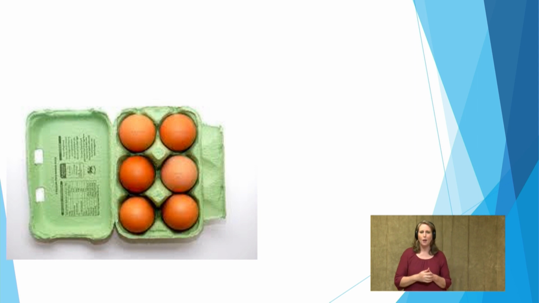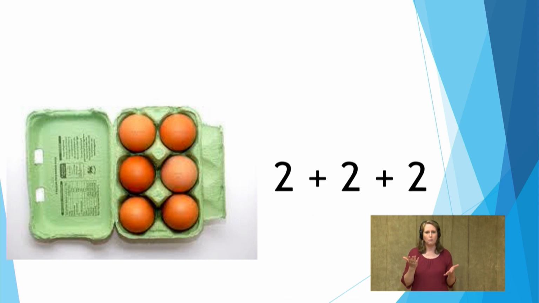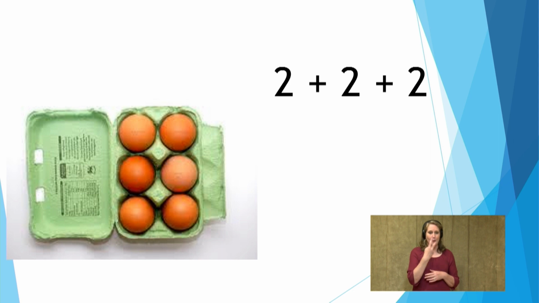So what do you think our addition equation would be for this array? If you said 2 plus 2 plus 2, then you are exactly right. Well, what is the total amount of eggs? 6. That's right. 2 plus 2 plus 2 equals 6. And we can see that we have 6 eggs. All right, here's another picture for you.